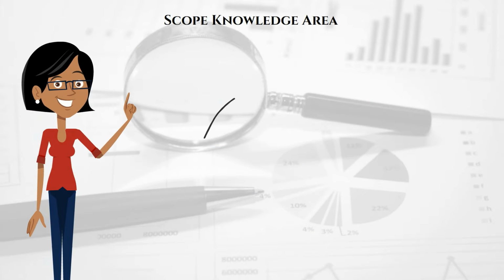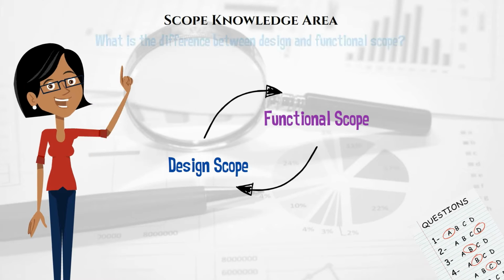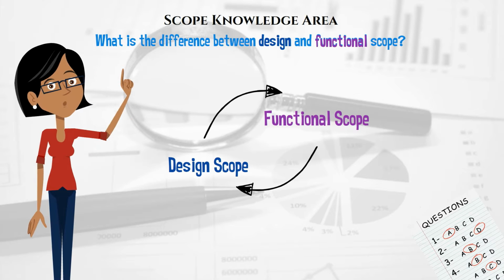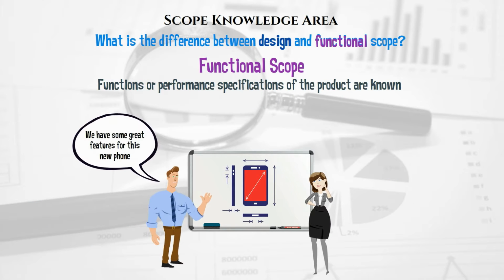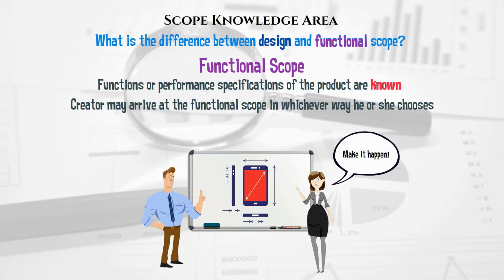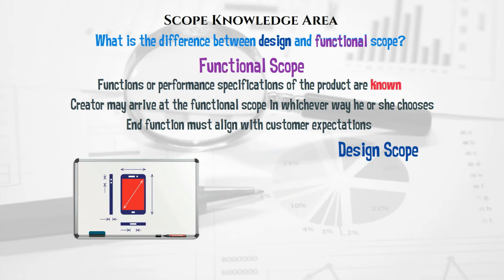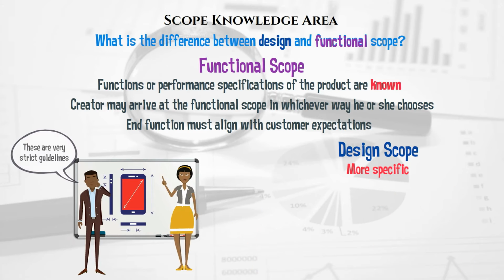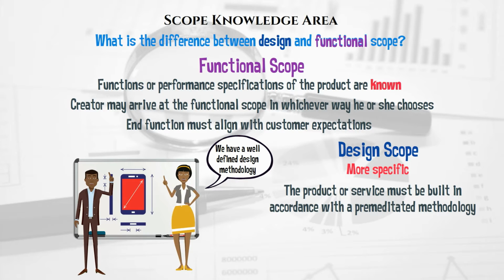Next, let's examine the difference between design and functional scope, since you'll likely encounter a question on the exam such as, what is the difference between design and functional scope? Functional scope is when the functions or performance specifications of the product are known. The creator of the product may arrive at the functional scope in whatever way he or she chooses, as long as the end function of the product is aligned with the customer's expectations. Design scope, however, is more specific. The product or service must be built in accordance to a premeditated methodology.